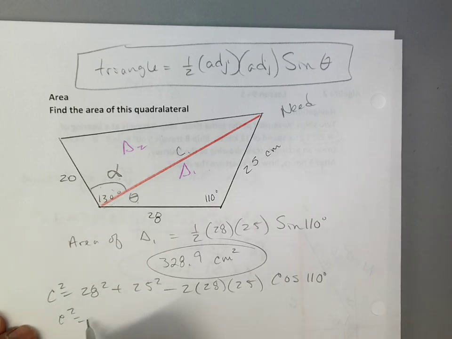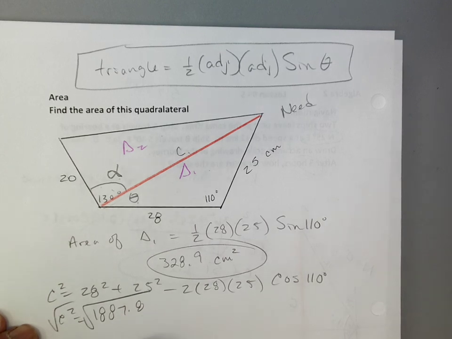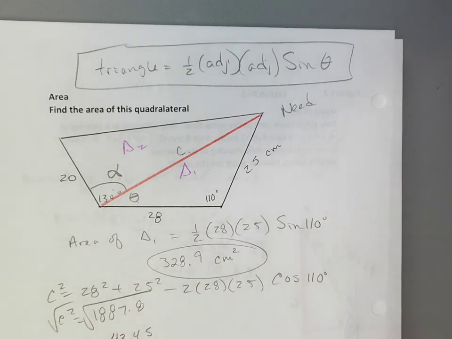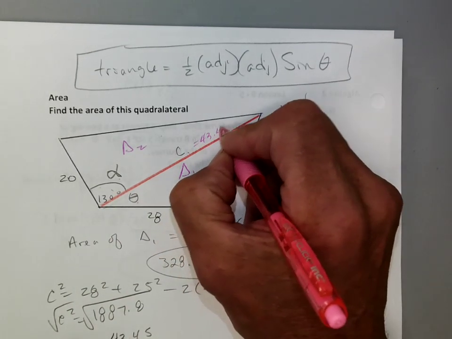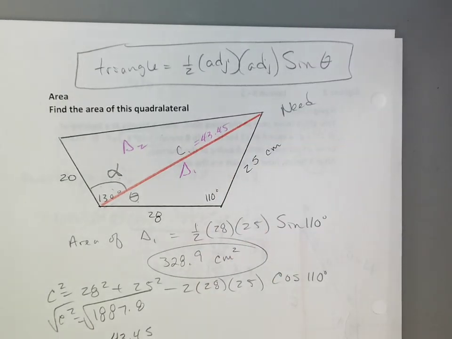C squared equaled 1,887 point blah, blah, blah. But I took the square root of that, right? So C turns out to be about 43.45. Okay, I'm going to put that in my figure because I'm going to need that information. So I found this side. 43.45. Okay, now look, this is what we need.